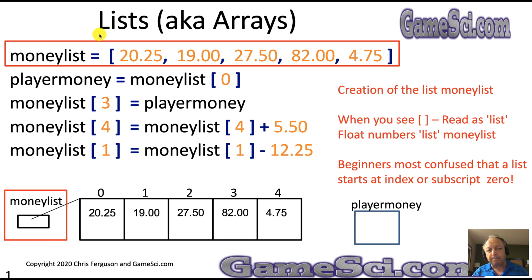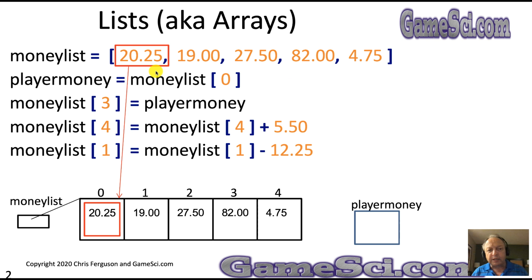Creation of the list money list. When you see the square brackets, read as list. Money list is a list of float numbers. Beginners are most confused that a list starts at an index or subscript of 0. The first element of a list is at position 0 of the list, not position 1.